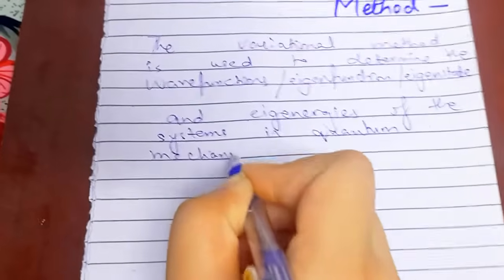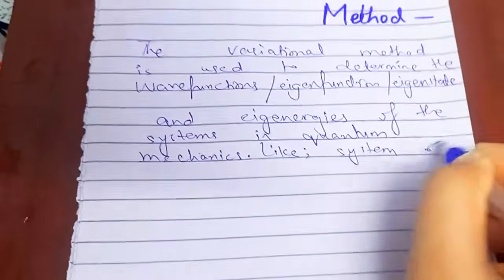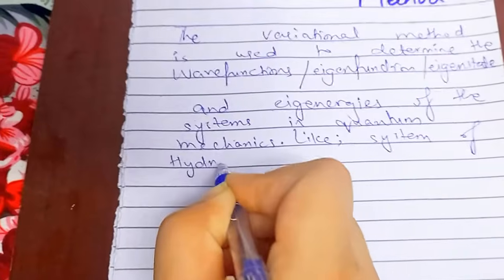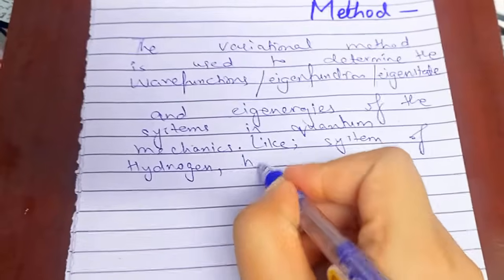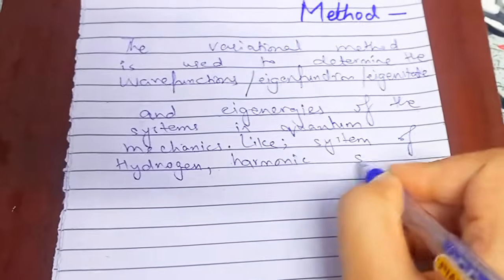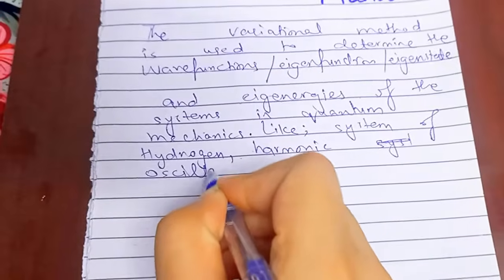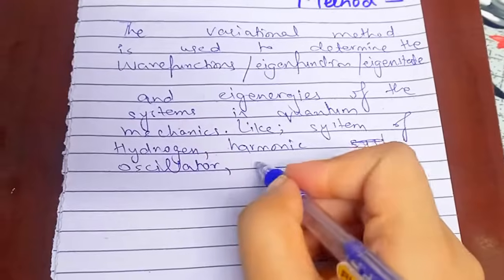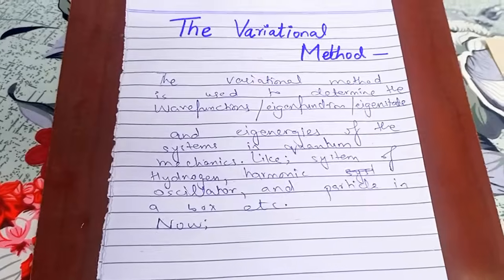In quantum mechanics, like system of hydrogen atom, you should give example of systems, harmonic oscillator. These are very common systems. Harmonic oscillator, and particle in a box, and many others, etc. Okay, now we already know about the perturbation theory.